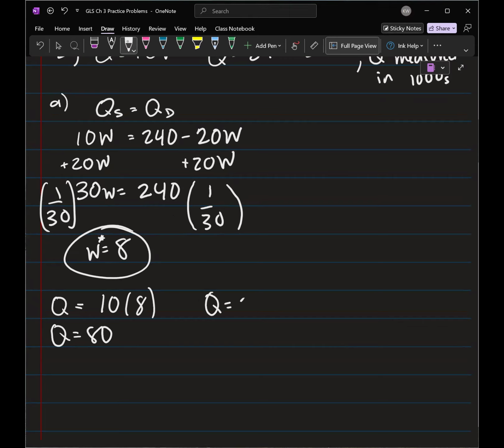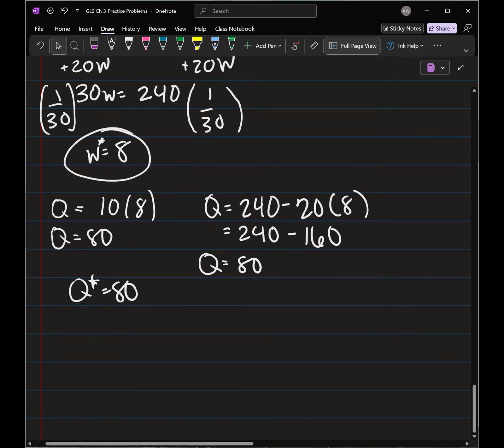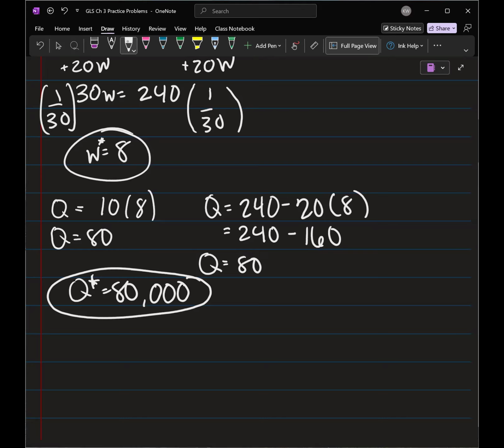And then quantity demanded will be equal to 240 minus 20 times W. And again, the wage is 8. So we have 240 minus 20 times 8, which is going to give us 160. So 240 minus 160 is going to also give us 80. So our equilibrium quantity then is 80. And since quantity is measured in thousands, we're just going to multiply that value by 1,000. And so we have that at equilibrium, workers are paid $8 per hour, and they work 80,000 hours.